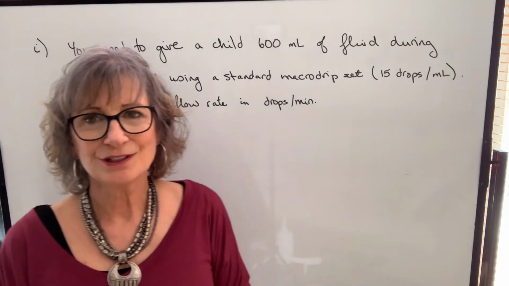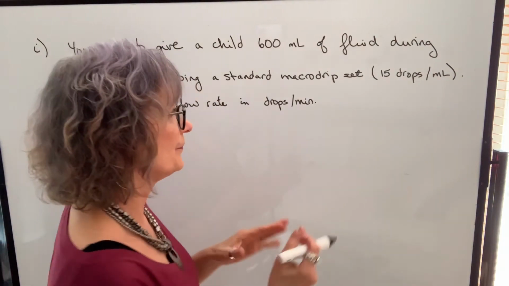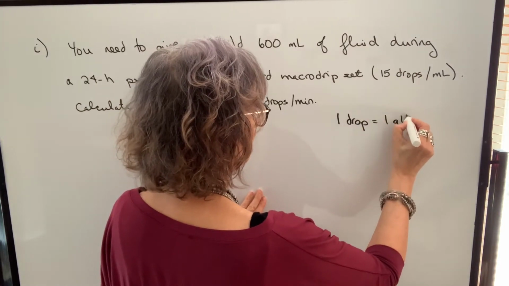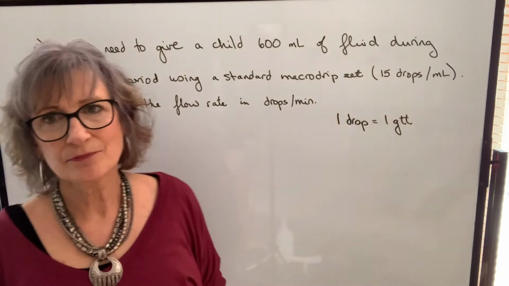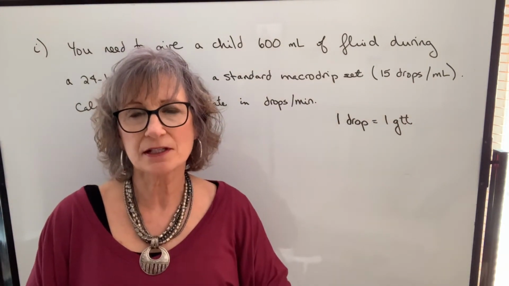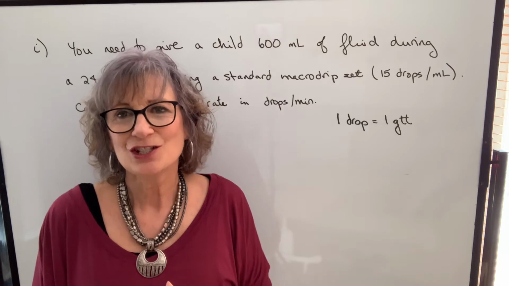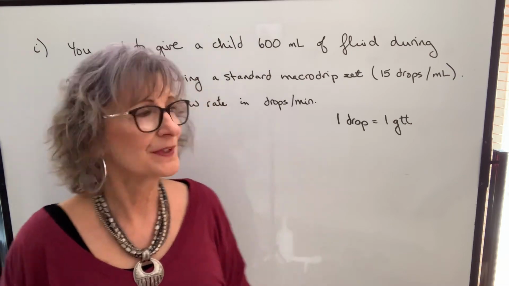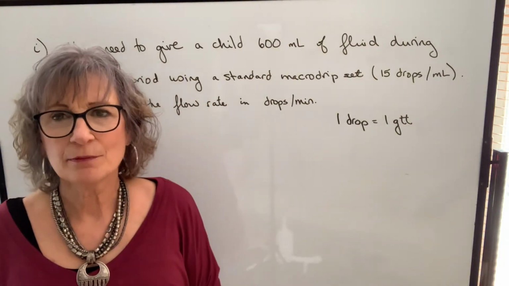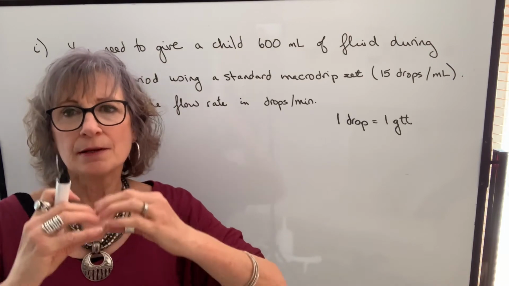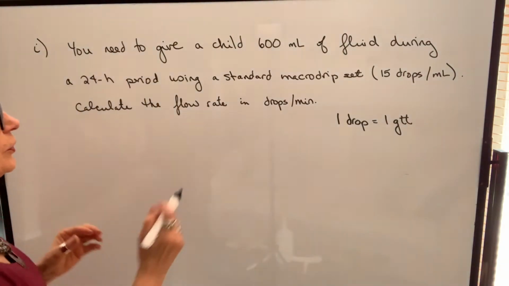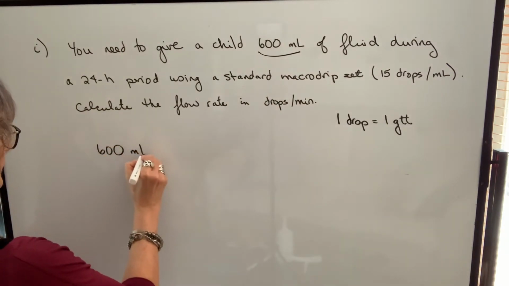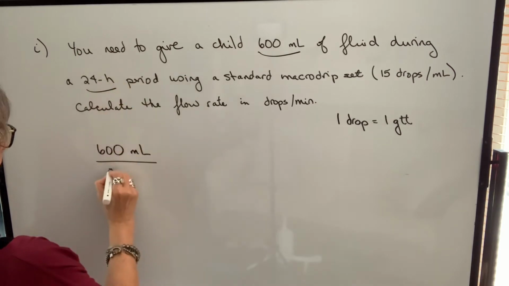Just want to make a note that you might see GTT used instead of drops. It's the same thing. I'm going to stick to drops instead of GTT, but if you encounter GTT, just understand that that is the abbreviation or the symbol for drops. When you're doing IV flow rates, my recommendation is you always start with a volume divided by a time. So we know that we have to administer 600 milliliters of volume in 24 hours.